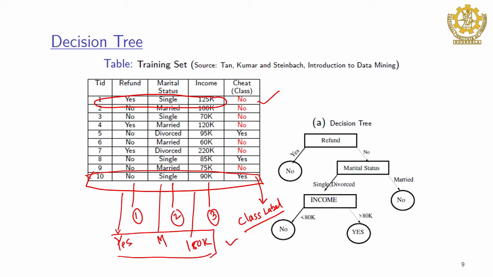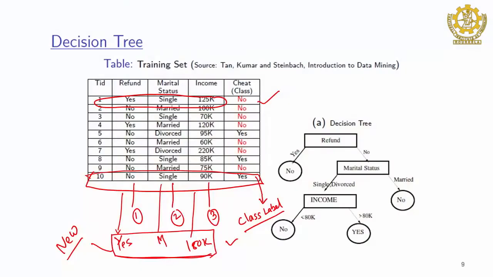So, income being high does not mean that guy won't be a cheat. Therefore, this is the new object. What is a new object? The object which is not in the training data set is called the new object. This information is nowhere in the training data set, so this object is the new object. The task of the classification algorithm is to identify the class level of this new object.